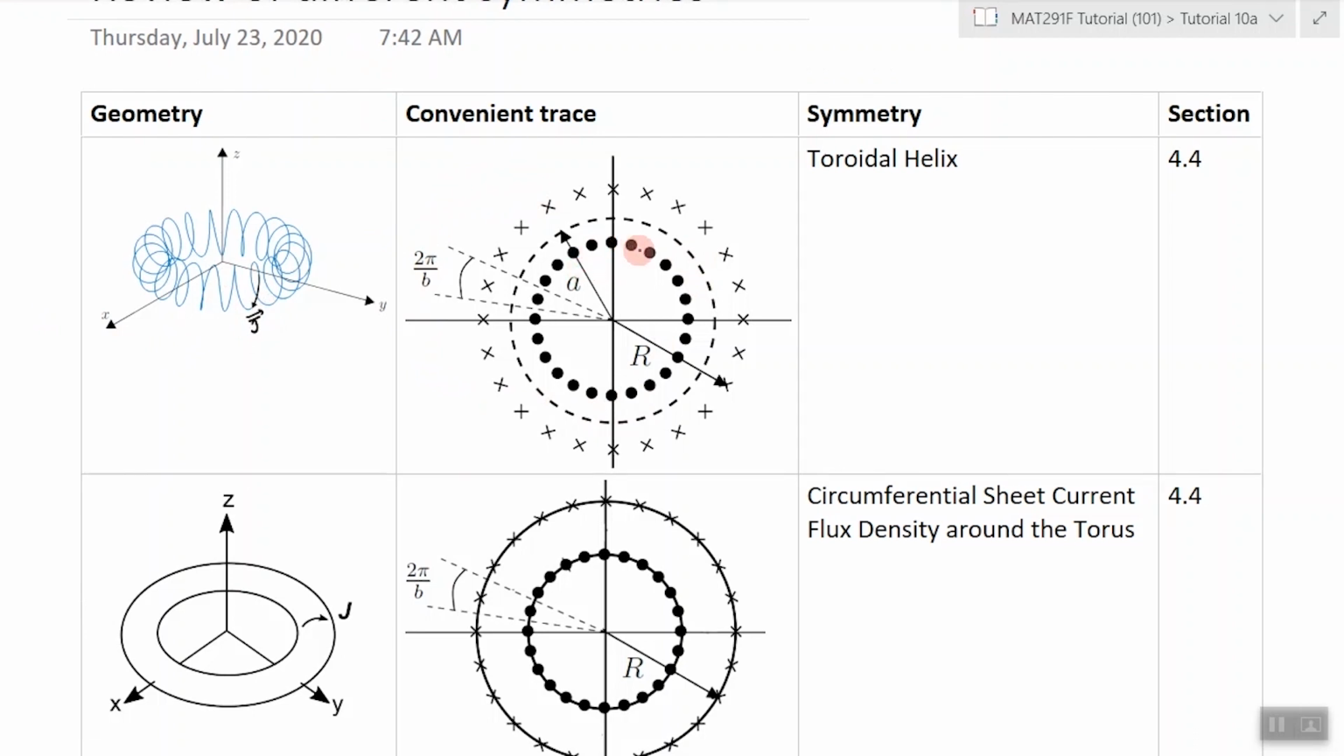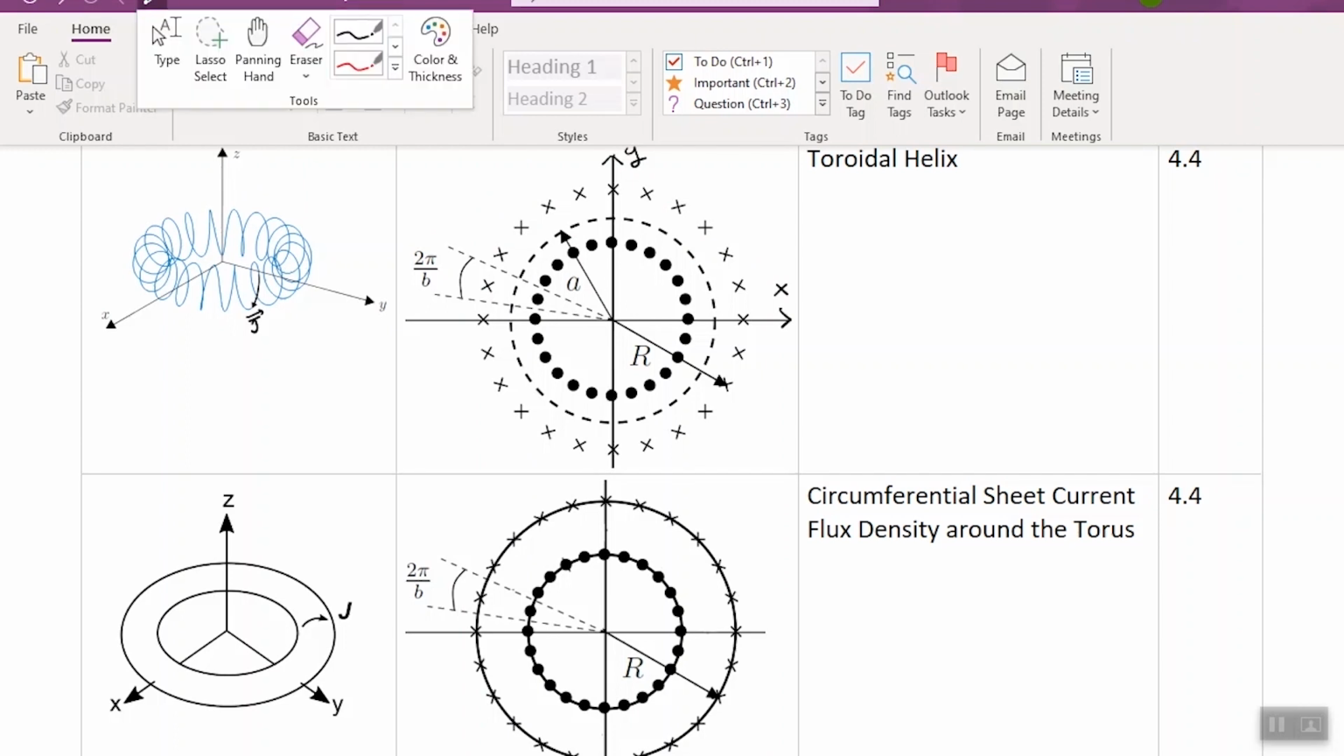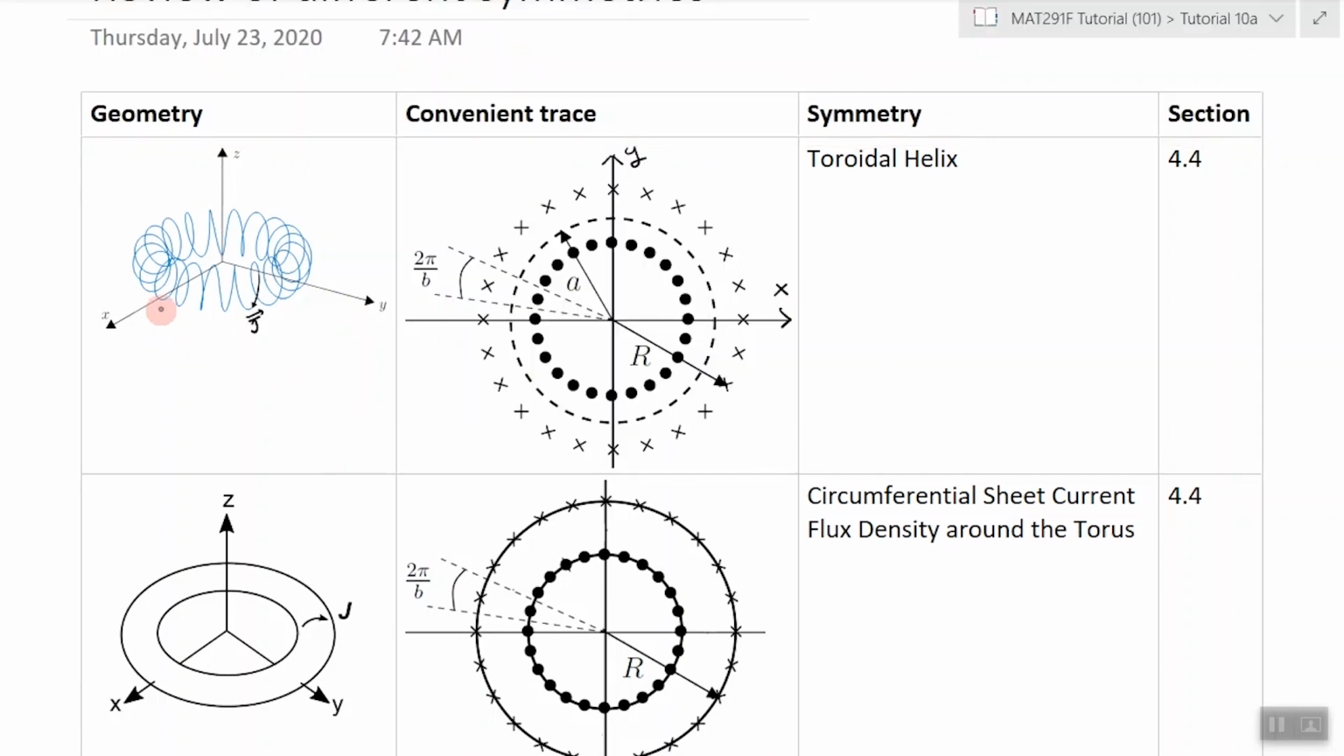Here you see coming out of the page are these wires because they are on the inner circle, because on the inner circle J is coming out of the page. Then on the opposite side, the wires are going into the page. The field produced by the torus will be somewhat similar to the field produced by the helix. So it also goes sort of inside the helix, and is 0 outside the helix.